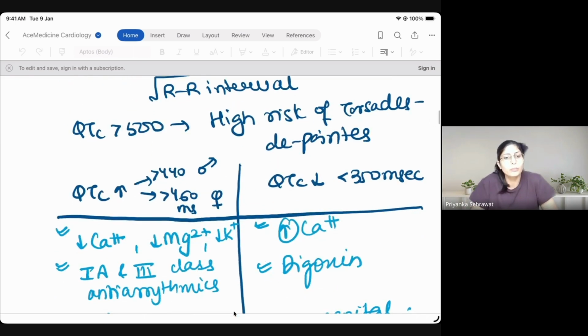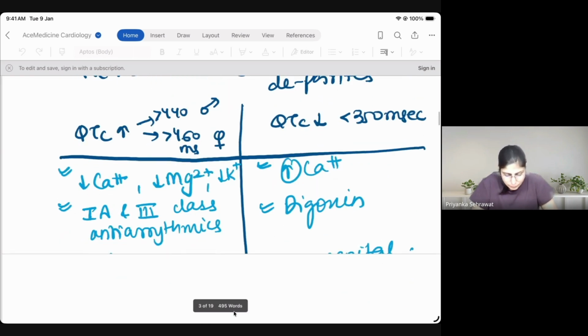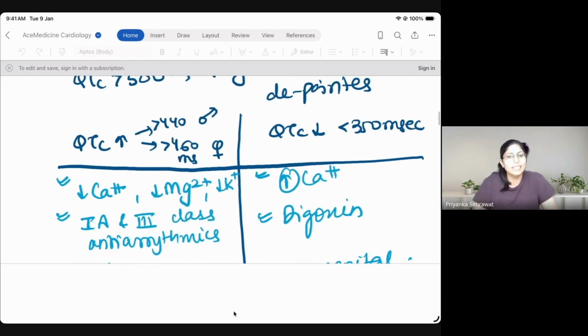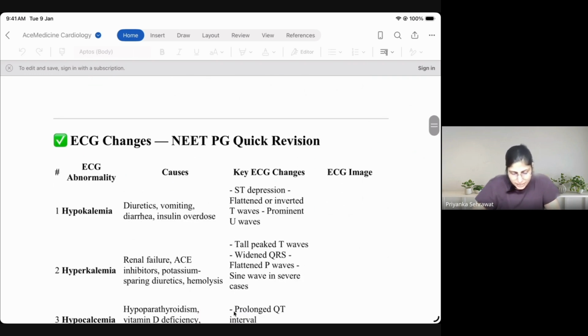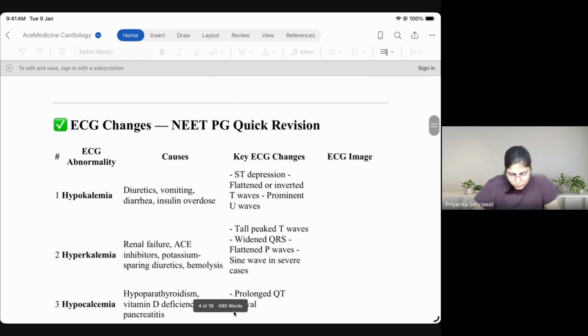Okay, and when do we call QTc to be prolonged? When it goes beyond 440 in males and beyond 460 in females, which can happen in cases of hypocalcemia, hypomagnesemia, hypokalemia, 1A and 3 class antiarrhythmics. We will study about antiarrhythmics tomorrow. QTc shortened, less than 350 millisecond, in hypercalcemia and in digoxin effect. Okay. And of course, the congenital syndromes.